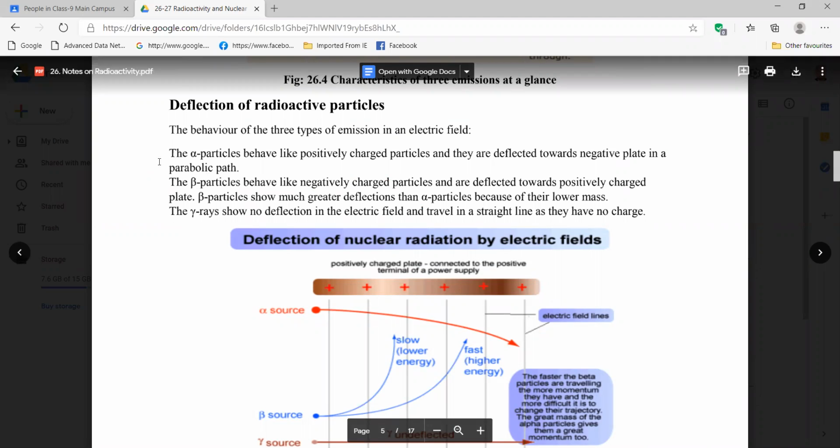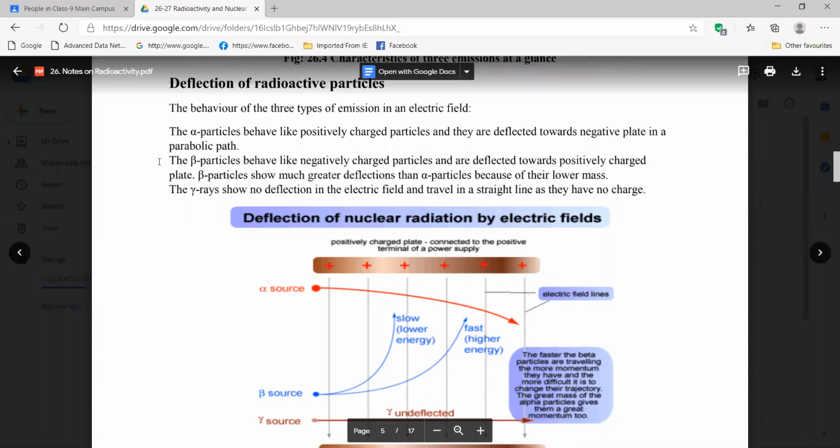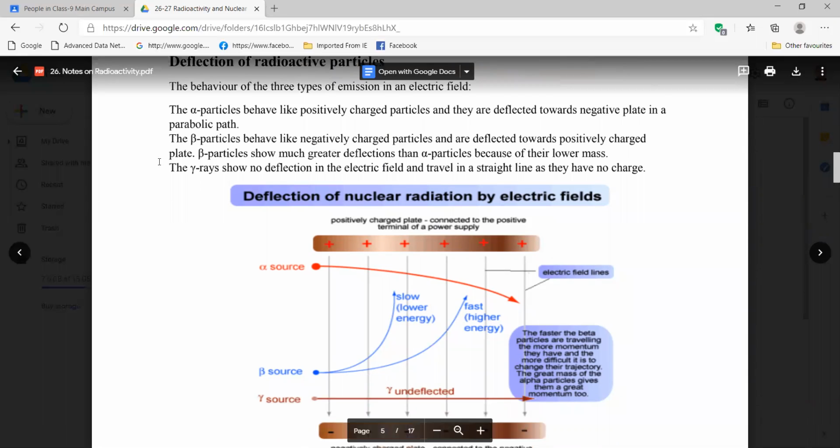So, deflection of radioactive particles. The behavior of the three types of emission in an electric field. The alpha particles behave like positively charged particles and they are deflected towards the negative plate in a parabolic path. The beta particles behave like negatively charged particles and are deflected towards the positively charged plate. Beta particles show much greater deflections than alpha particles because of their lower mass. The gamma rays show no deflection in the electric field and travel in a straight line as they have no charge. Okay, thank you so much.